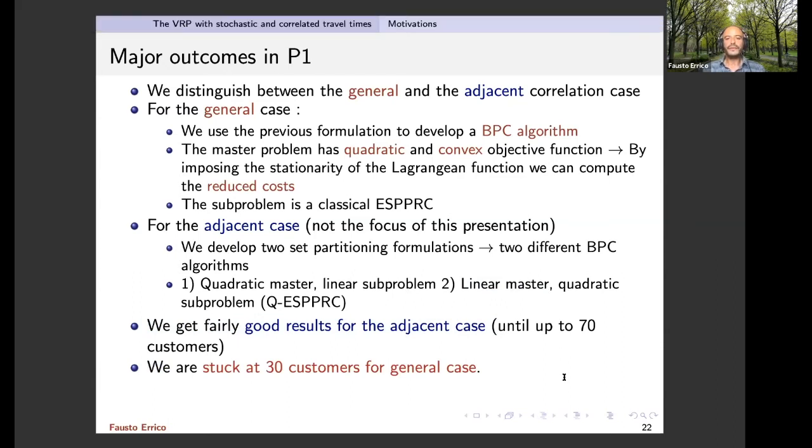So the main question that brought us to paper 2 was: can we do something? Can we develop an approximation scheme so that we can address larger problems?